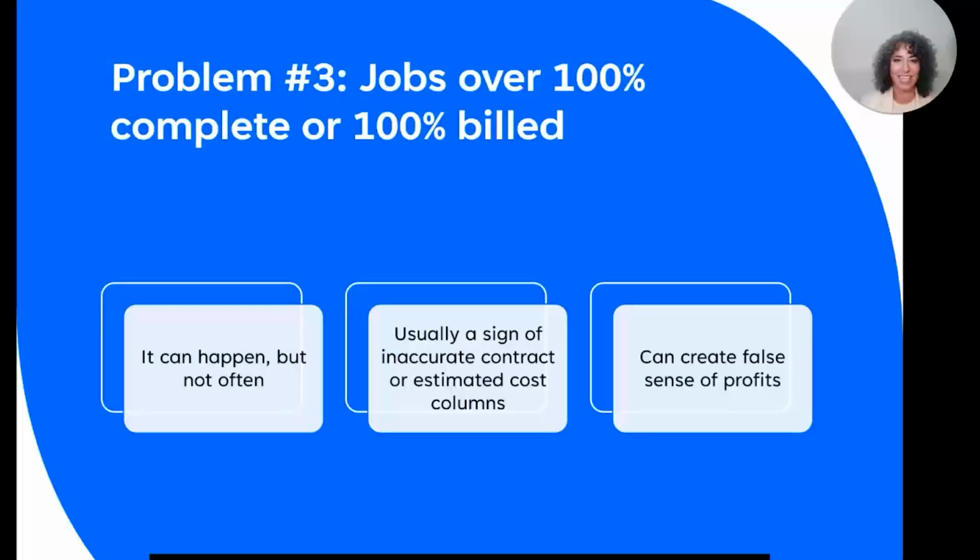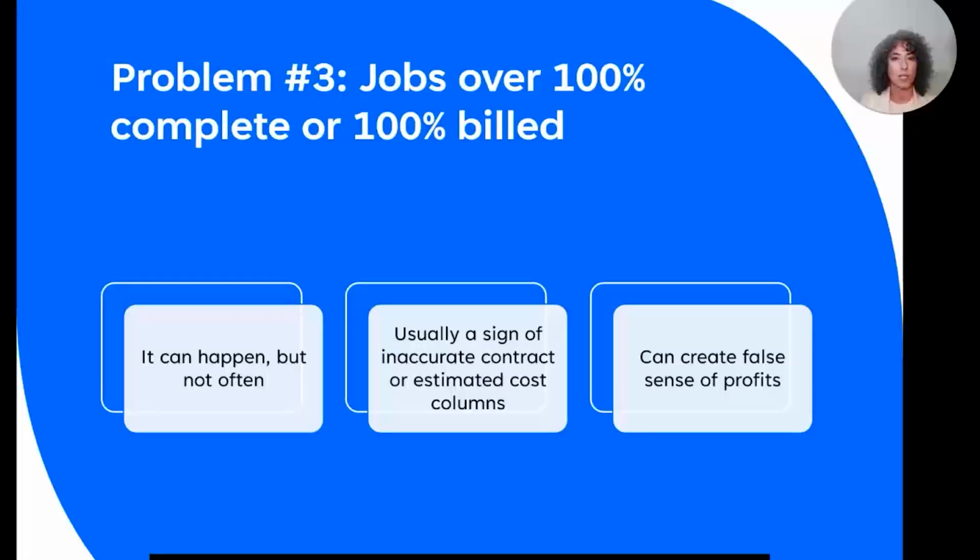Number 3, jobs that are over 100% complete or jobs that are over 100% billed. We can't have a job that's over 100% complete. Every so often you will have an exception to this rule, but for the most part, that means that your estimated cost is not high enough. You can't be more than 100% complete, so that means you've gone over your estimated cost, and that would need to be updated. The same is true for the contract and the billing. If we billed more than the contract, then we need to make sure that that's updated to the true billing amount, to the true contract.